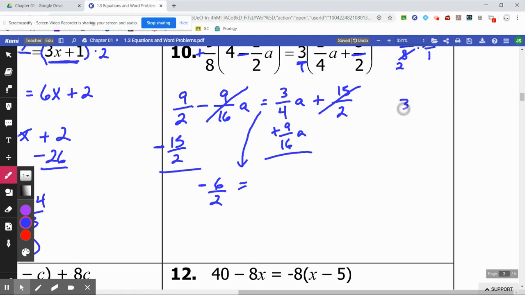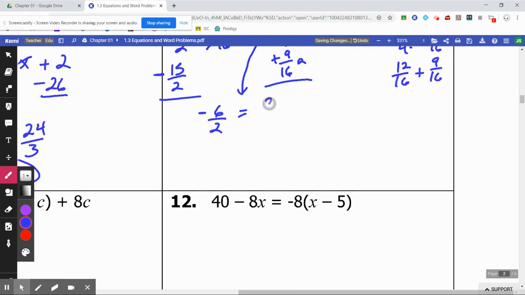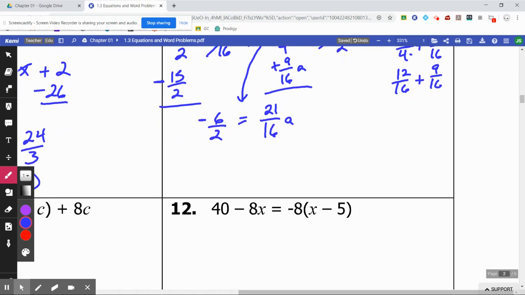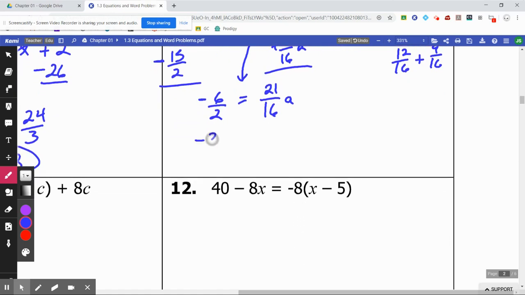3/4 plus 9/16. To add two fractions, the bottoms have to be the same. So let's change this to a 16 by multiplying top and bottom by 4. That'd be 12 over 16 plus 9 over 16. And that would be 21 over 16. And there's the A. Just combine the like terms. Now, before I do this last step, I do want to reduce this. Negative 6 divided by 2 is negative 3. 21 over 16 looks like it should reduce, but I don't think it will. So therefore, we have equals 21/16 A.